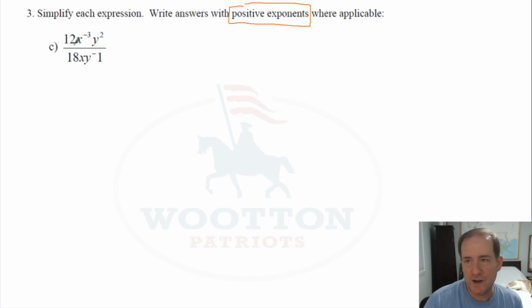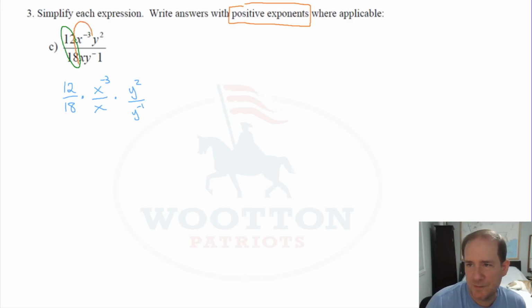Well, the long way to handle this is to kind of break everything down and just be like, okay, this is 12 over 18. I can simplify that. This is x to the negative 3 over x, and I can simplify that. And then this is y squared over y to the negative 1, and I can simplify that. Now, do you have to do what I'm doing right now? You certainly don't. I'm just trying to drive home the point that basically what you've got here is 3 factors that you might be best off just considering separately. You've got the constants, then you've got the x's, and then you've got the y's. So let's clean all of those up.